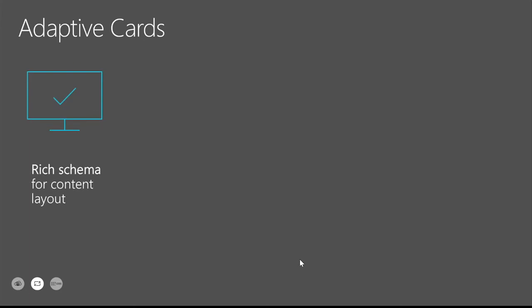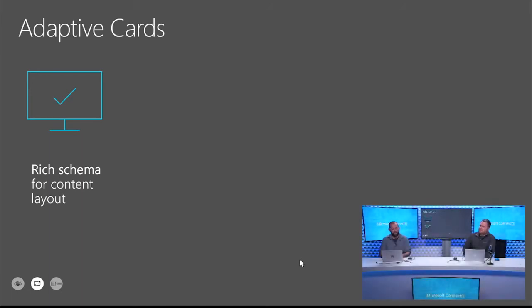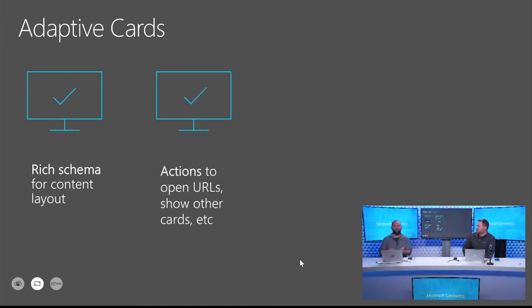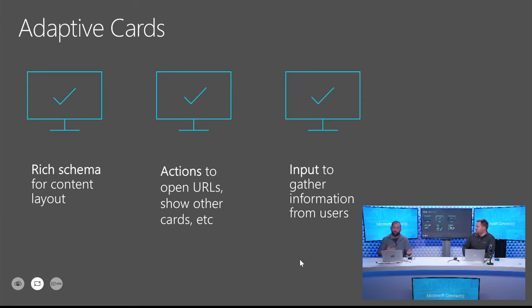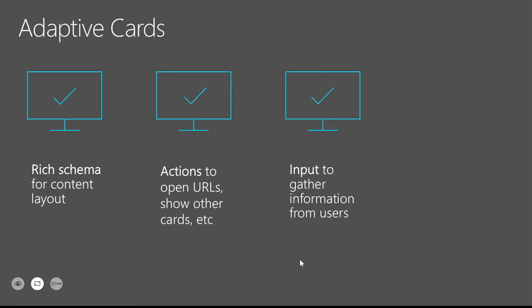Now, there's a rich schema. The schema was what Sean showed you on the website, and you should go take a look at it. It's got a lot more elements in it than what we had a chance to show today. It does have actions. We showed a few actions, like being able to show other cards, but you can also open URLs. You can take input like we showed. Again, there's input for date, input for time, date and time, input for text, buttons, checkboxes, radio buttons, all that good stuff, of course.